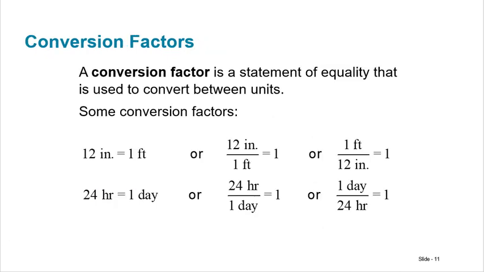A conversion factor is simply just a true equation, right? You can see these all have equals in them, and it's just something that equates one unit of measure to another unit of measure, like 12 inches in a foot, 24 hours in a day. Or you could say 12 inches divided by 1 foot equals 1, right? 24 hours divided by 1 day equals 1, because of the same thing. And of course, if 12 inches over 1 foot equals 1, then 1 foot over 12 inches also equals 1. So those are conversion factors. They help you convert from one unit of measure to the other.